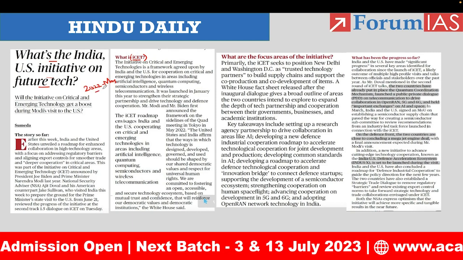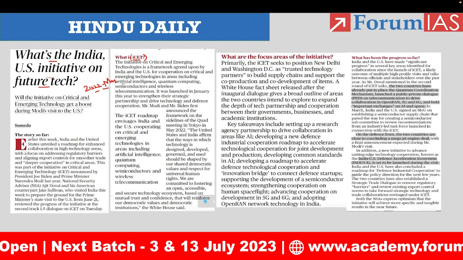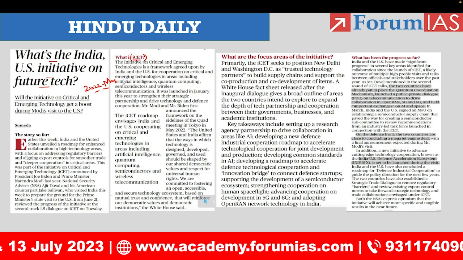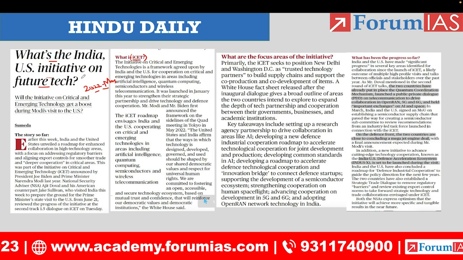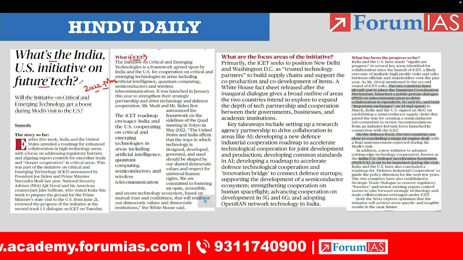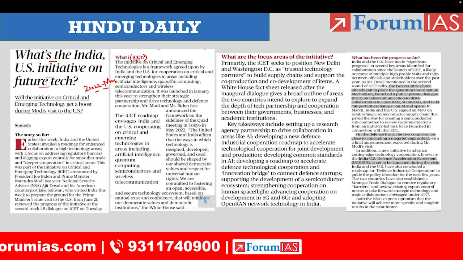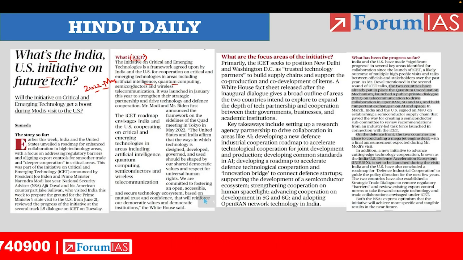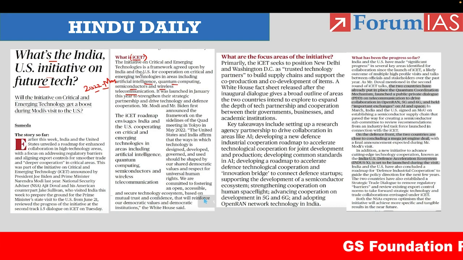So in May 2022, the ICET came into existence. Both sides' National Security Councils have been cooperating under the ICET umbrella. Under the ICET, some 6 areas have been focused. One is artificial intelligence, then quantum computing, which also includes the semiconductor and wireless telecommunications. So mostly the areas being focused on under the ICET are disruptive technologies.